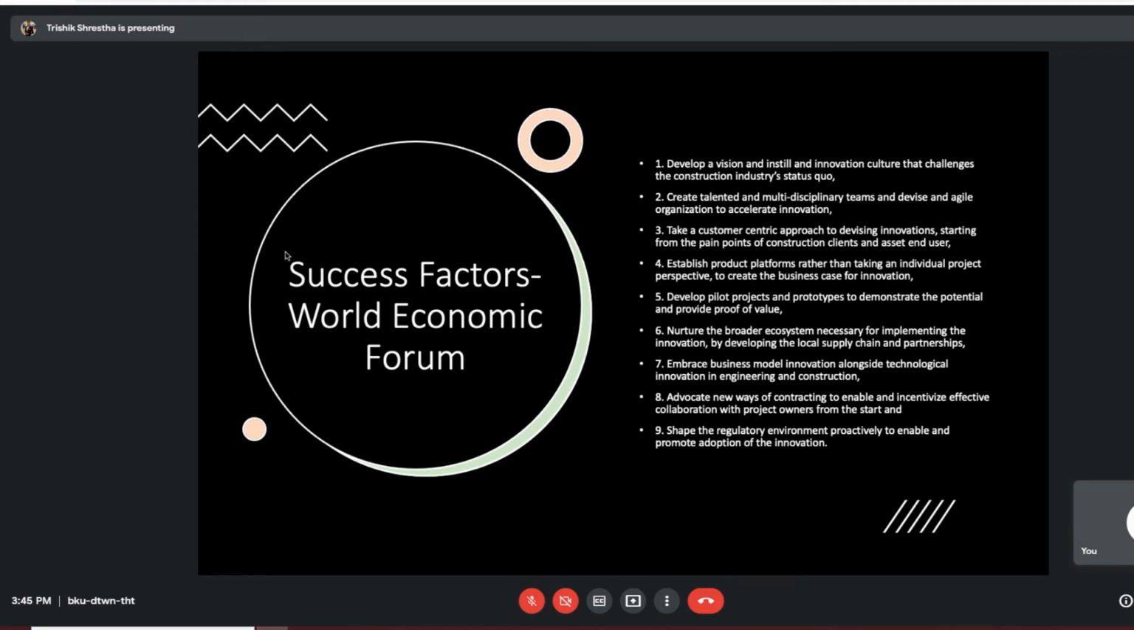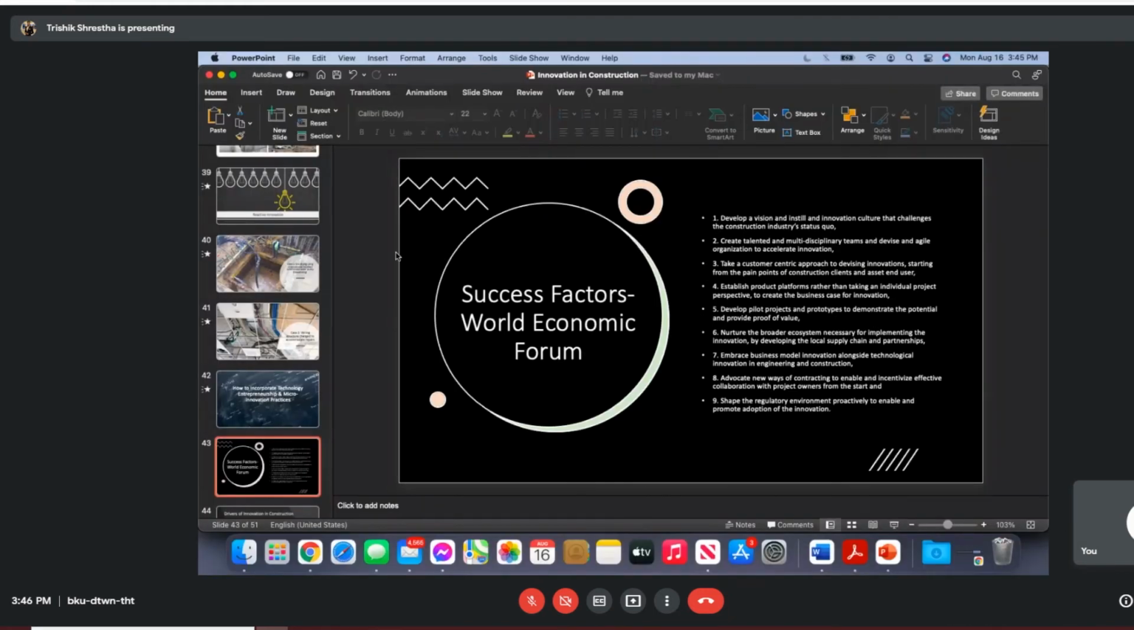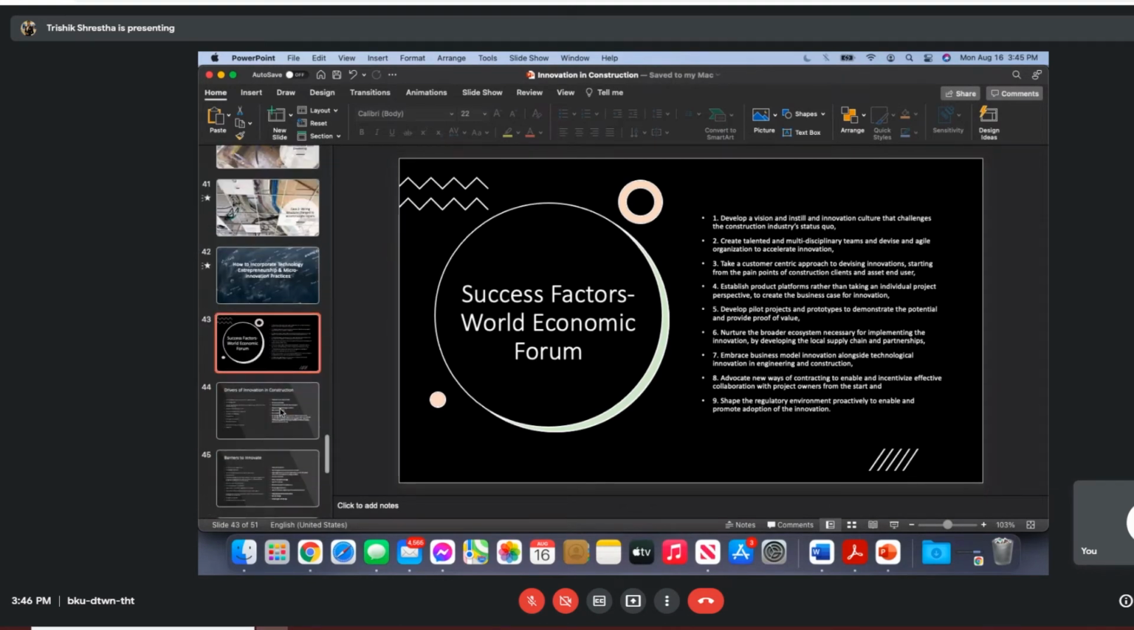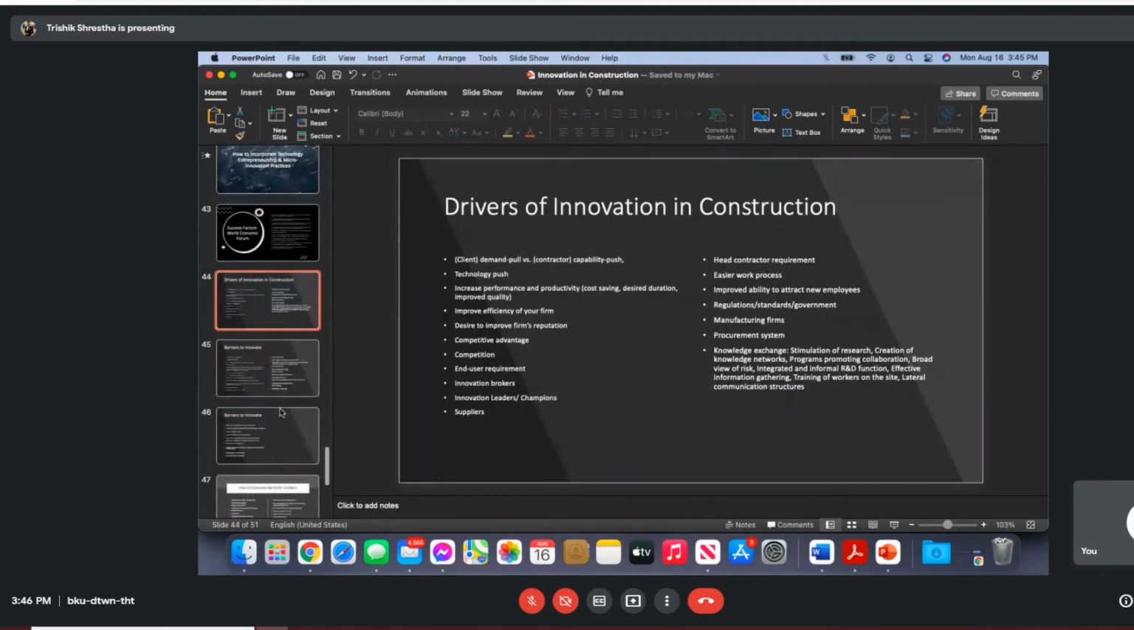And the last one is shaping the regulatory environment proactively to enable and promote adoption of innovation. This point is pretty simple. We have like 5 to 10 minutes before I can finish this up. Then we can move forward with the question and answers.